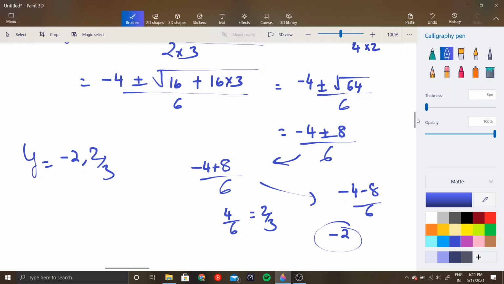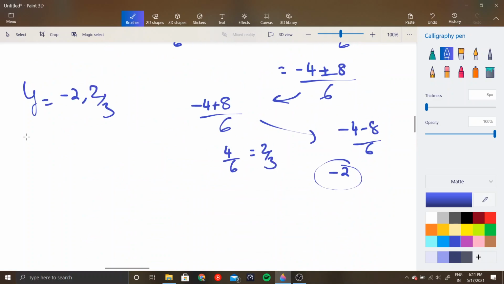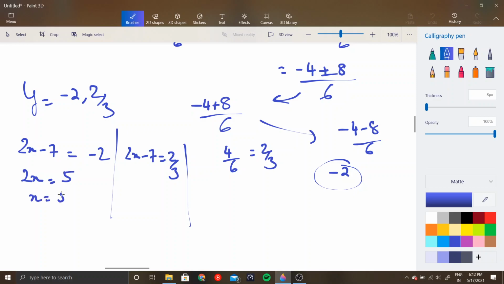Now what was y? It was 2x minus 7, right? What do you do here? So 2x minus 7 is equal to minus 2, or 2x minus 7 is equal to 2 by 3, correct? Okay. So here you will have 2x equal to 7 minus 2, this is 5. So x is either 5 by 2, or here you will have 2x equal to 7 plus 2 by 3. So this is 23 by 6, right? So you have the two values of x.